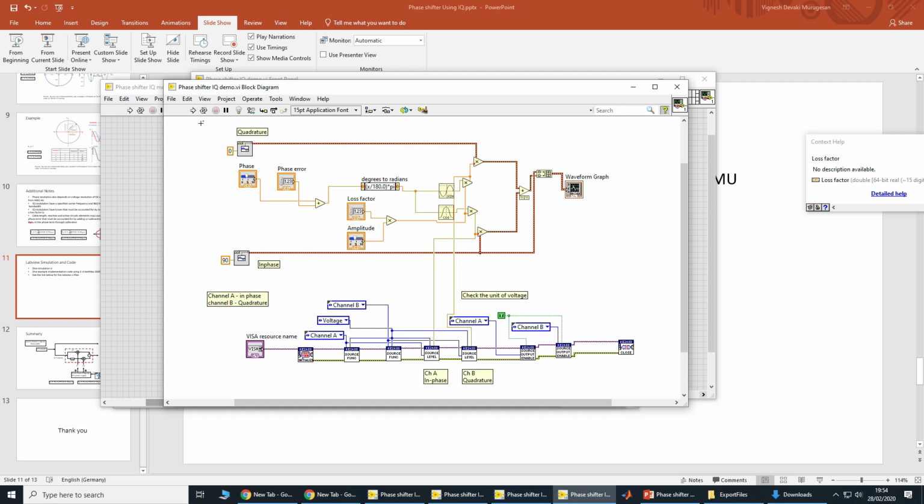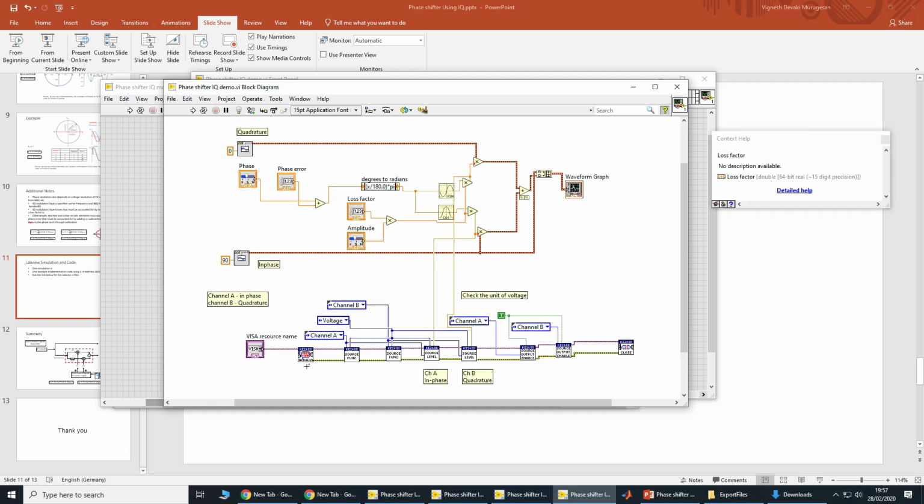Here one could see that the top part is similar to our simulation VI and the bottom part corresponds to our SMU unit. Our SMU unit is defined in such a way that channel A corresponds to the in-phase DC voltage VI and channel B corresponds to the quadrature DC voltage VQ.